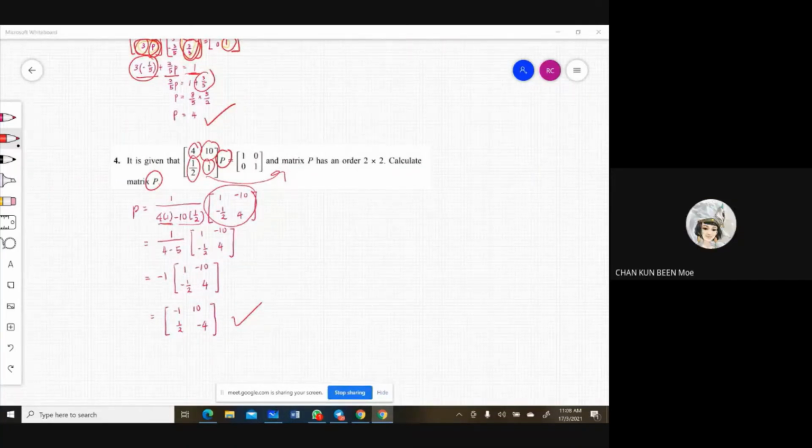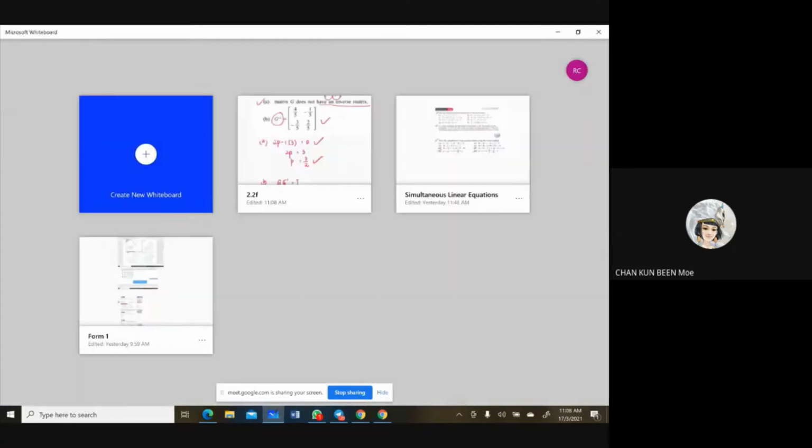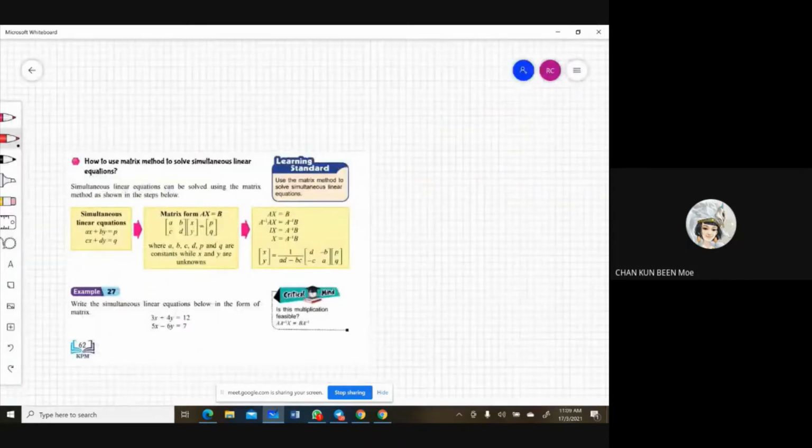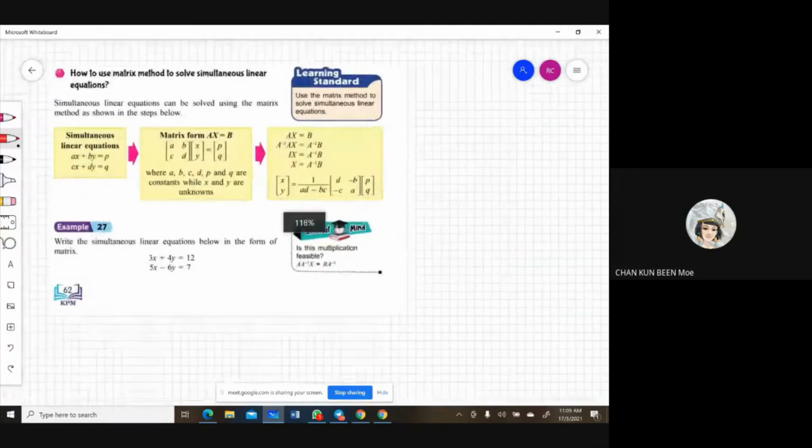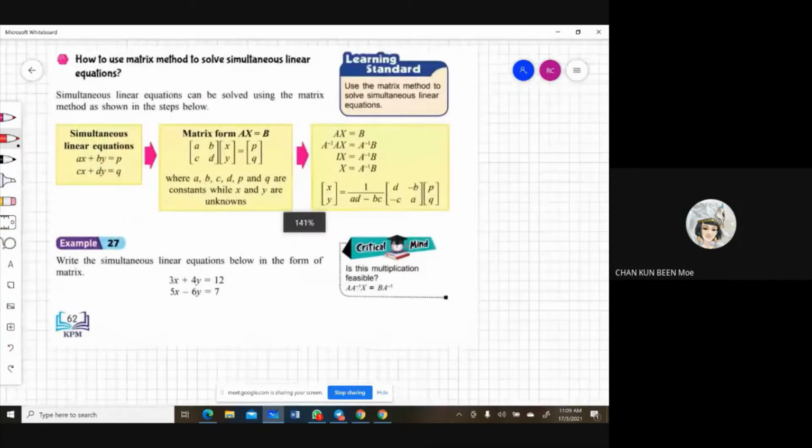Then we move on to simultaneous linear equations today. You are going to use the matrix method to solve simultaneous linear equations. So hopefully you still remember simultaneous linear equations. This one you learned in Form 1. After that in Form 3 also you have it. So let's see how to use the matrix method to solve simultaneous linear equations.